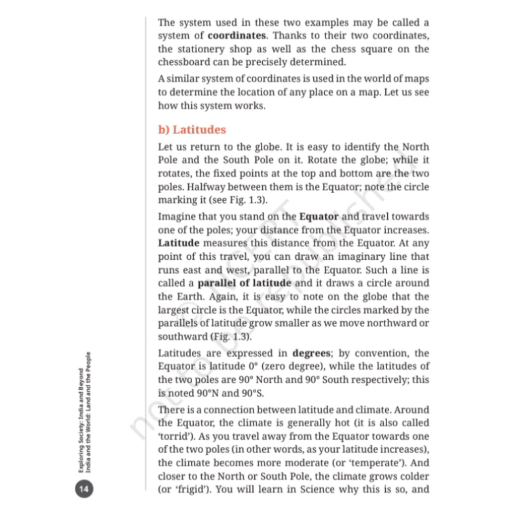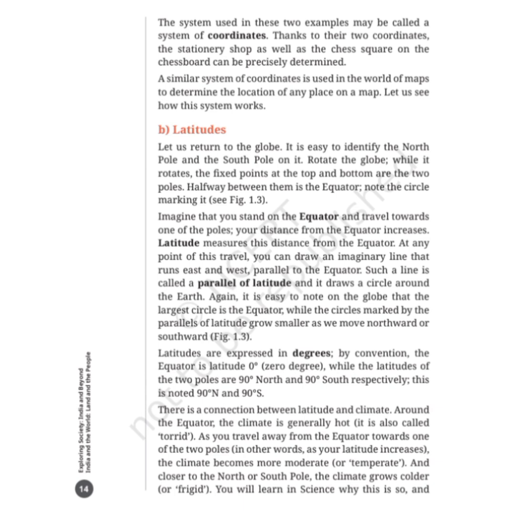At any point during this travel, you can draw an imaginary line that runs east and west, parallel to the equator. Such a line is called a parallel of latitude, and it draws a circle around the Earth. Again, it is easy to note on the globe that the largest circle is the equator, while the circles marked by the parallels of latitude grow smaller as we move northward or southward, Fig 1.3. Latitudes are expressed in degrees. By convention, equator equals 0 degrees, 0°. North Pole equals 90 degrees north, 90°N, South Pole 90 degrees south, 90°S.